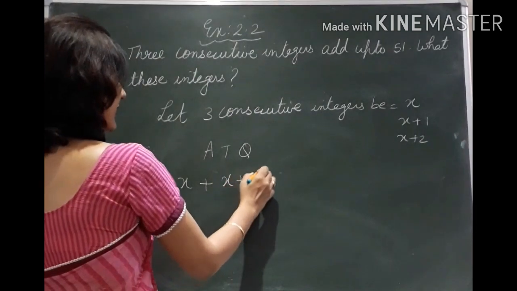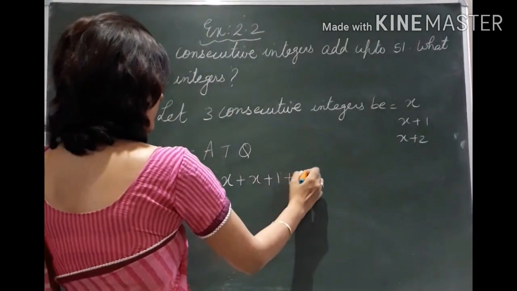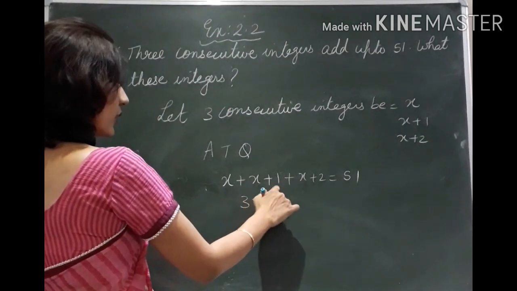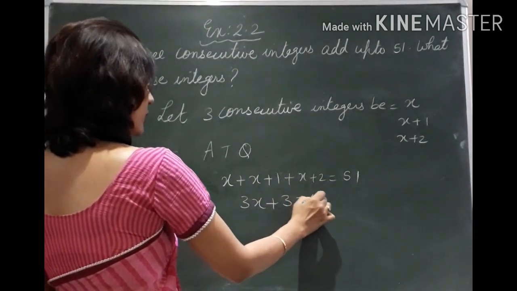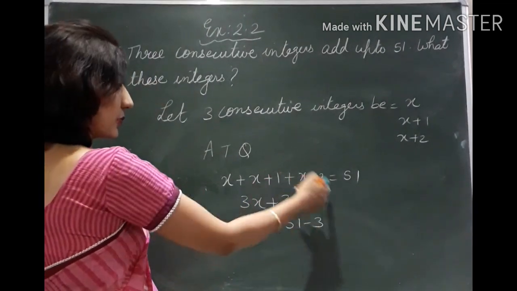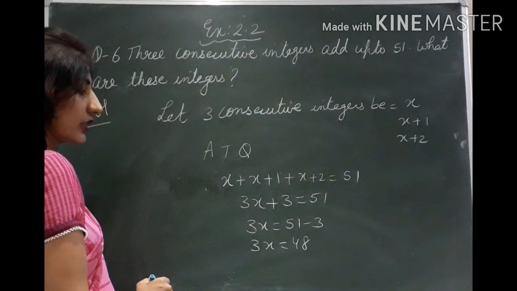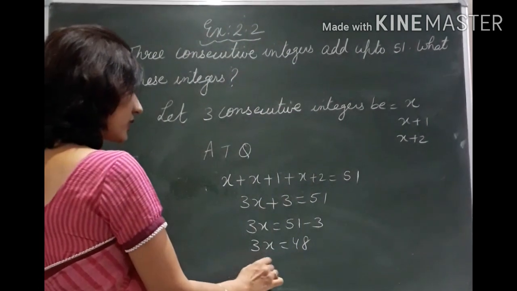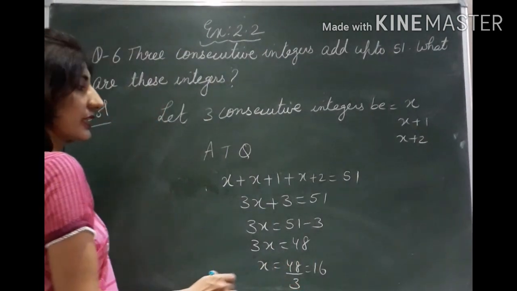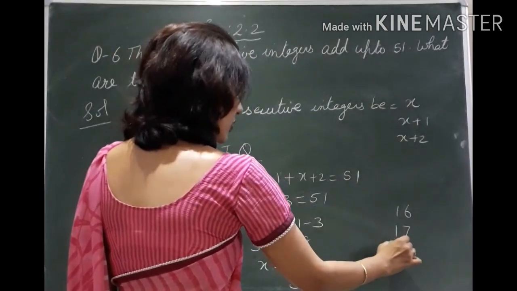That is x plus x plus 1 plus x plus 2 is equal to 51. x plus x plus x will be 3x. 1 plus 2 is 3. So 3x plus 3 equals 51, or 3x equals 51 minus 3. I have transposed 3 to the right hand side. So 3x equals 48. Now to find the value of x, I will divide both sides by 3. So x will be 48 divided by 3, that is equal to 16. Therefore, the 3 consecutive integers are x means 16, x plus 1 is 17 and x plus 2 is 18.